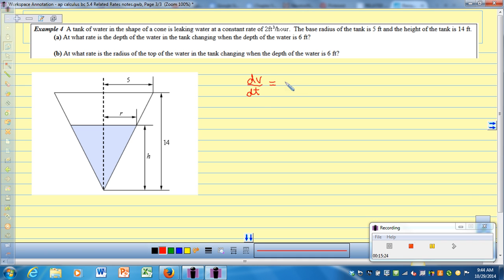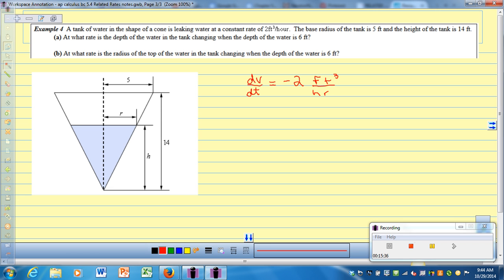Thank you for the negative. That's really what I'm looking for. Negative 2 feet cubed per hour. Do people actually measure stuff in feet cubed per hour? They do in calculus. If it were a drip, I hope not.